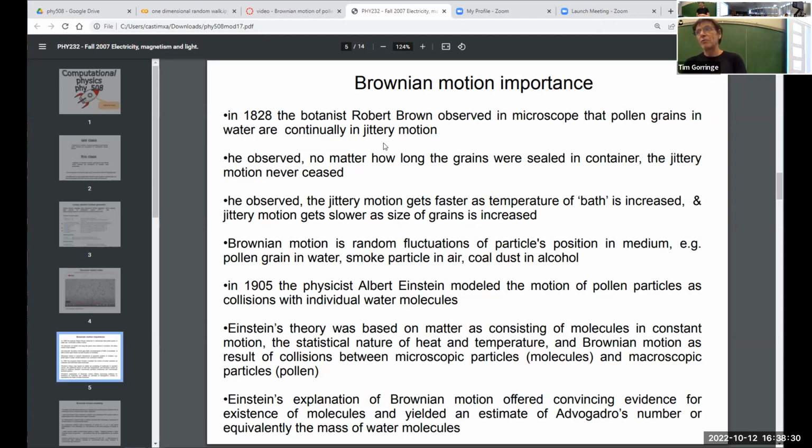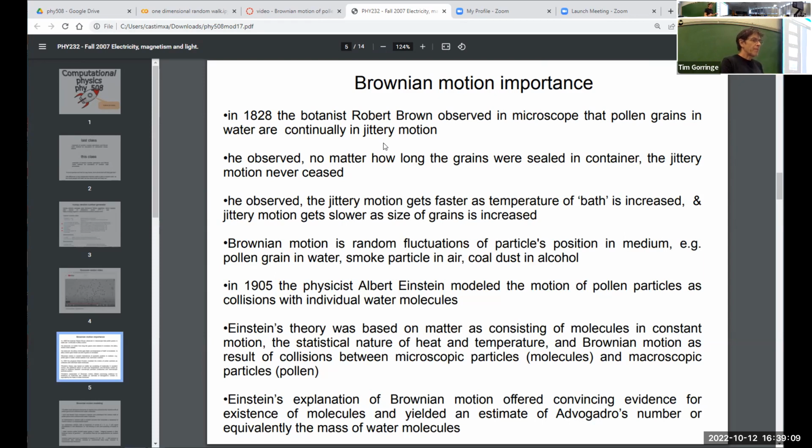Another feature that he observed was that the speed of the pollen grains increases if the temperature is higher, and it decreases as the temperature is lower. That's an interesting fact about Brownian motion. He also observed that the speeds are slower if the pollen grains are larger, and faster if the pollen grains are smaller. So these are some important features of Brownian motion.